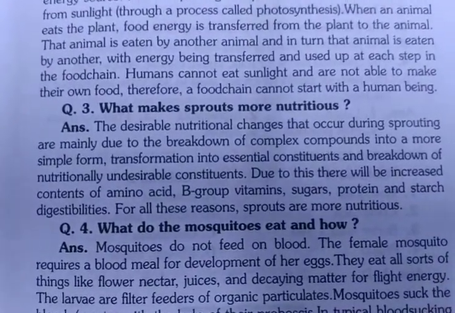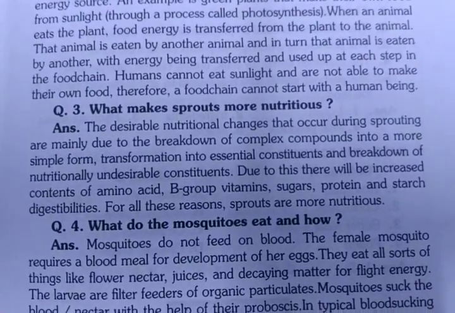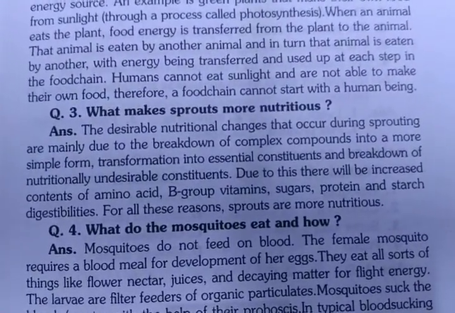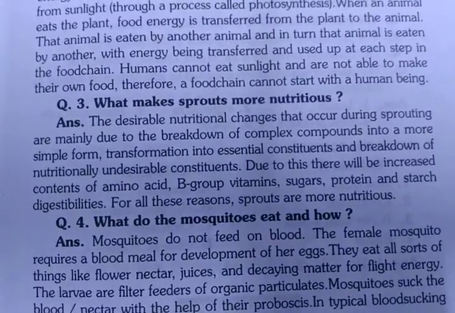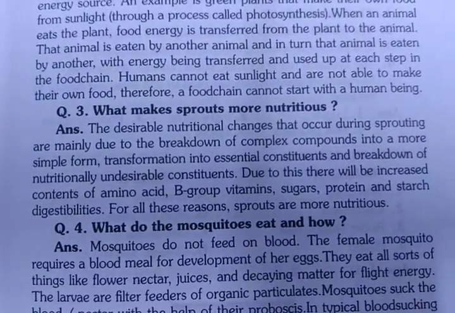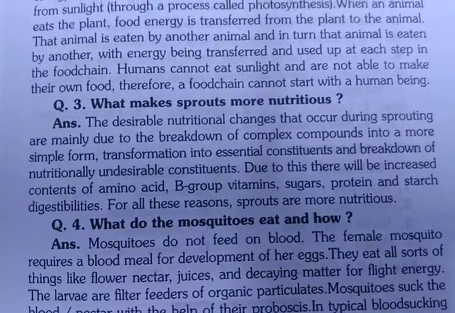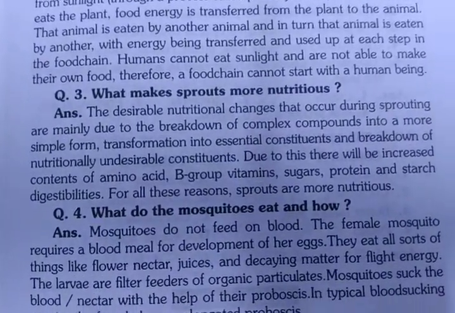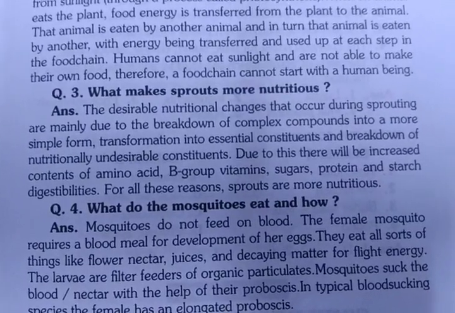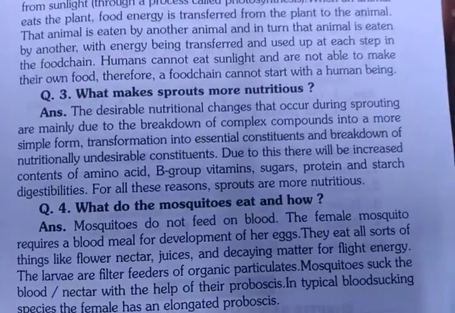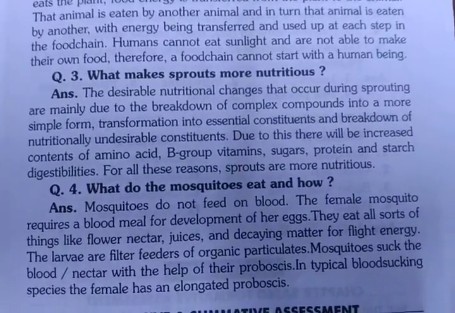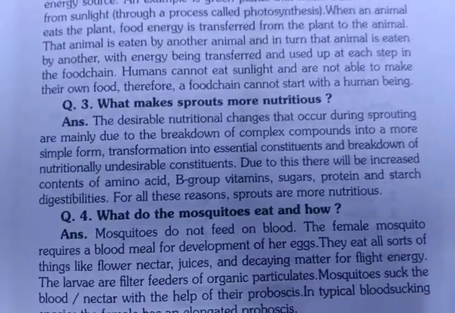The desirable nutritional changes that occur during sprouting are mainly due to the breakdown of complex compounds into a more simple form, transformation into the essential constituents, and breakdown of nutritionally undesirable constituents. Due to this, there is increased content of amino acids, B group vitamins, sugar, and protein and starch digestibility. For all these reasons, sprouts are more nutritious.